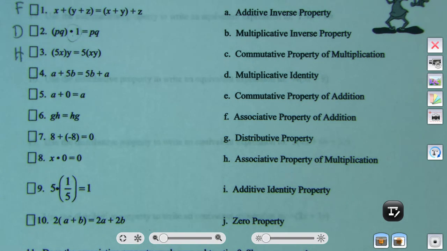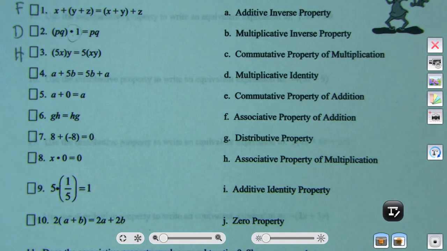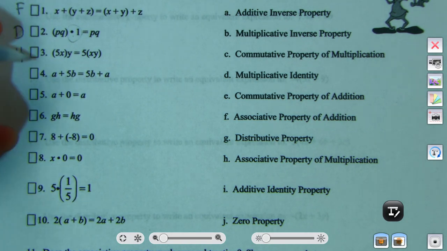I think it's the commutative property of addition. You got it right. Good job. Awesome. So it's the commutative property, and why is because we moved those terms. Okay?